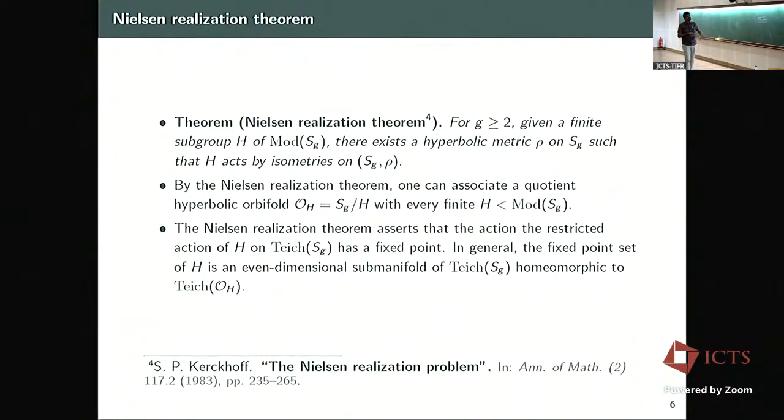In general, it will not be just a fixed point. If you take any finite subgroup of the mapping class group, the fixed point set is going to be an even dimensional submanifold of the Teichmüller space, right? That is because this submanifold, which is the fixed point set of this finite group action, can be identified with the Teichmüller space of the orbifold. That's equivalent to saying that the structures that realize it as isometries are essentially the structures that you can put on the quotient orbifold and pull back under the properly discontinuous branched cover induced by the action.